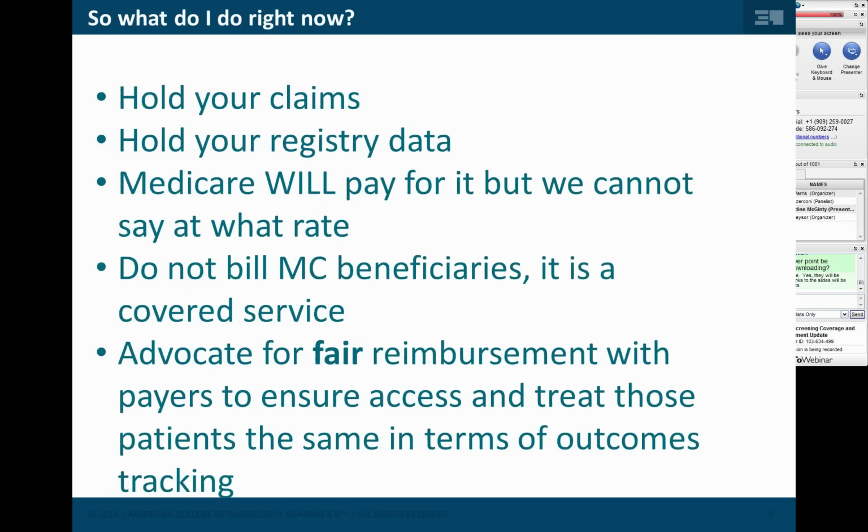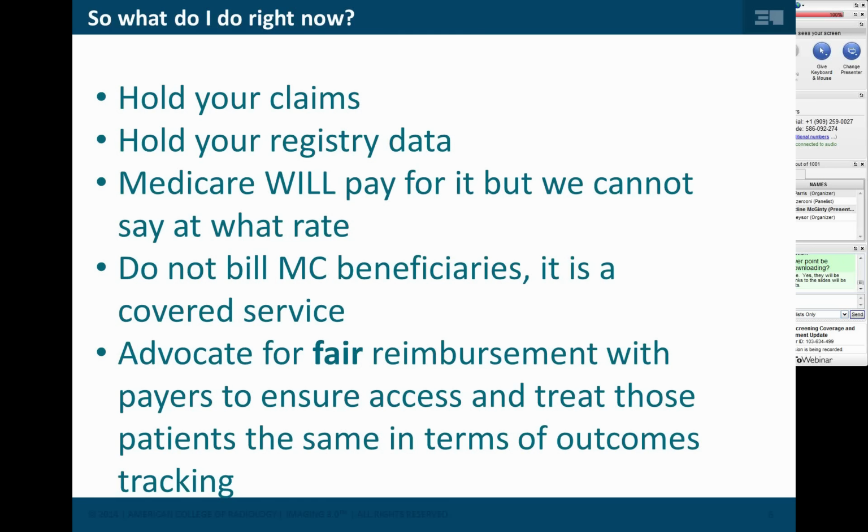So what do I do today? Well, for Medicare, hold your claims. You heard our registry is going to be up and running, we hope, in June, so hold your registry data. Medicare will pay for this. It is a covered service. So they will pay for it. We don't know yet at what rate, but you cannot bill Medicare beneficiaries out of pocket.